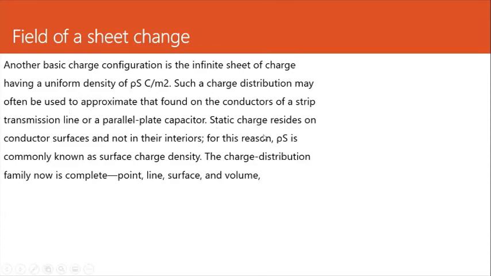Also, static charge resides on conductor surfaces and not in their interiors. Okay, since there are static charges on the conductor surfaces and not in their interiors, for this reason our rho s is commonly known as the surface charge density. Then the charge distribution family is now complete. These are the examples: point, line, surface, and volume. Those are the characteristics of charge distribution. Okay?